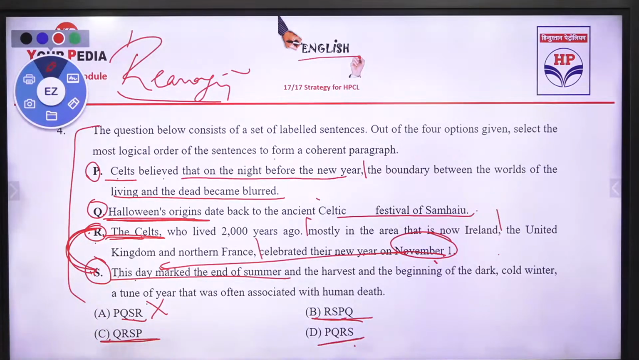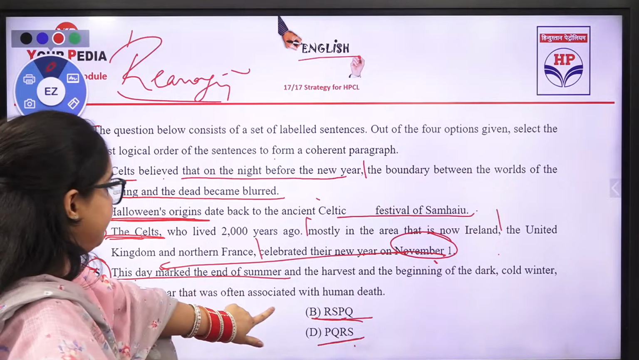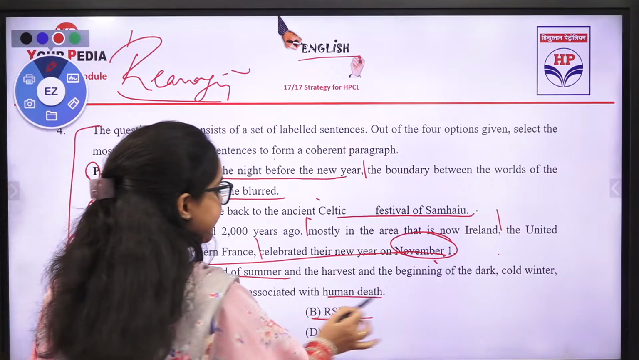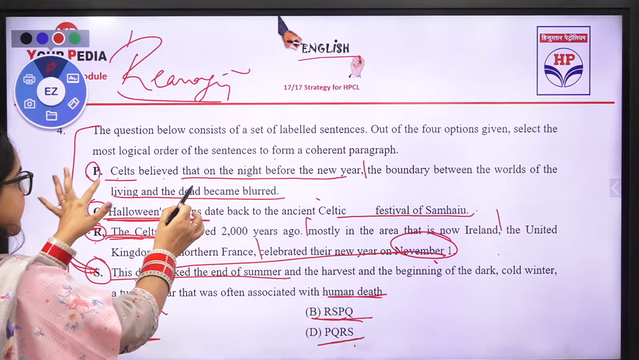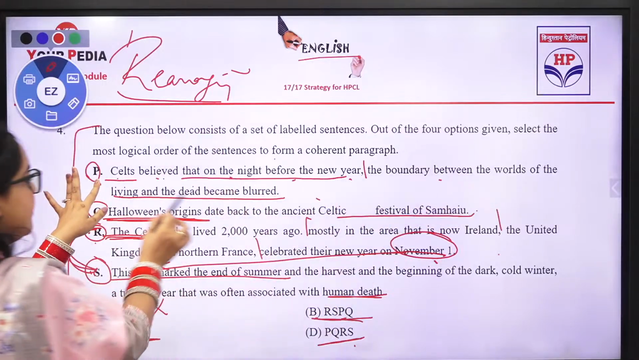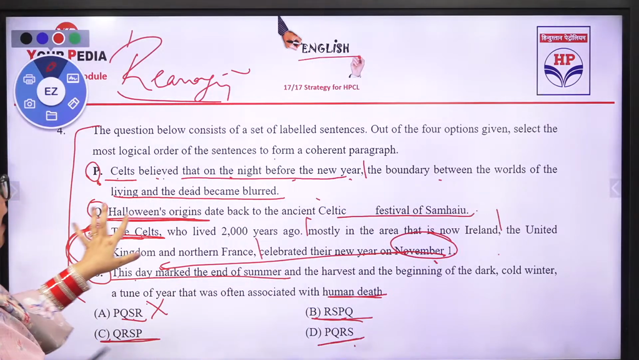Now we have to generate a kind of hint: what comes before R and S? Okay, so you have to think about it. Here we are talking about human death. So you will be thinking, after death, which other sentence was there? Linked with death, this one is the sentence that on the night before the new year the boundary between the worlds of the living and the dead became blurred, or it is Halloween's origin.